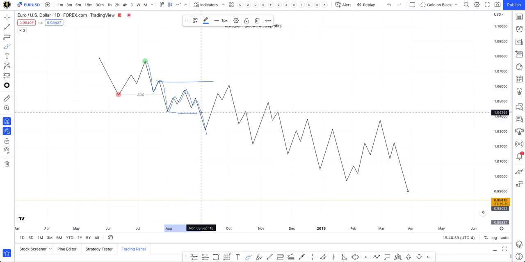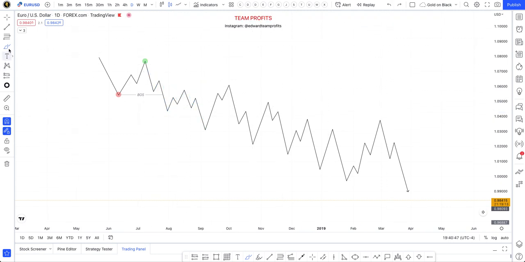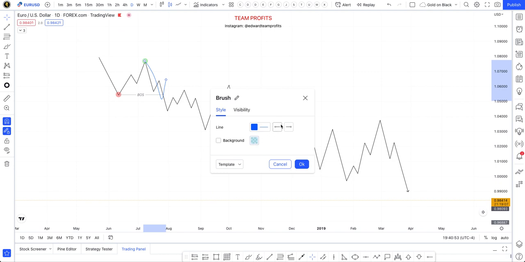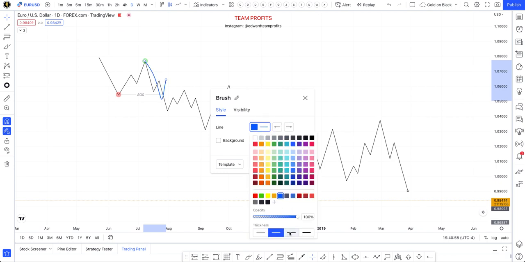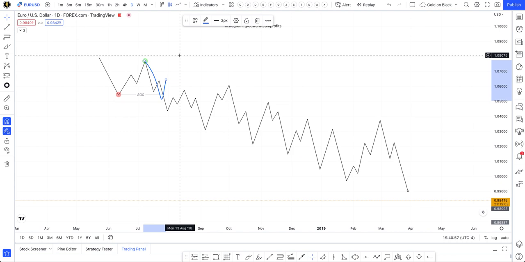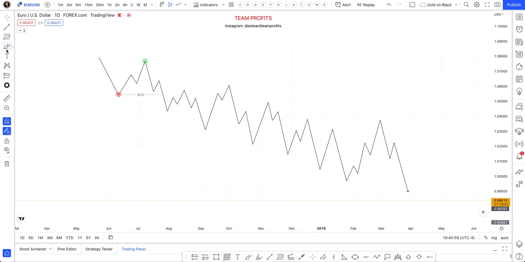You might think this is the actual BOS right there. In reality, this is not yet a break of structure. Why? Because the market needs to induce first. We're looking for the price, in this leg, so let me do it again. Let me do a thicker line. Hold on. Okay, let's try one more time.